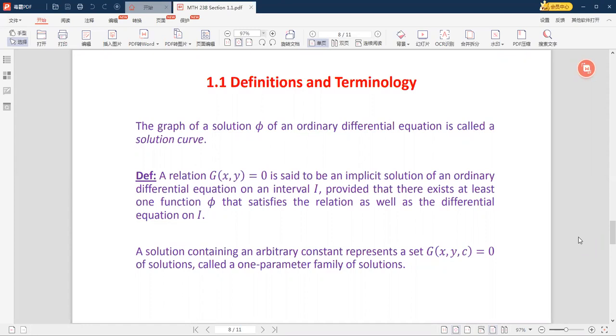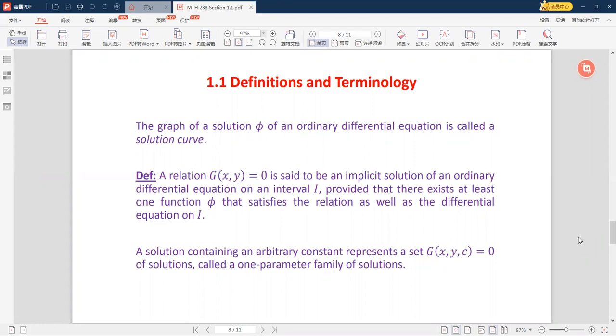And as I just said, the solution of a differential equation is a function. We need to solve for the function from the differential equation. So when you plot the solution of the differential equation, it will give you a curve, right? You plot the graph of a function, which is the solution of the differential equation. It should give you a curve, so we call this a solution curve. So the graph of a solution phi of an ordinary differential equation is called the solution curve.